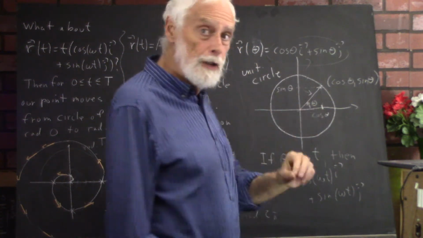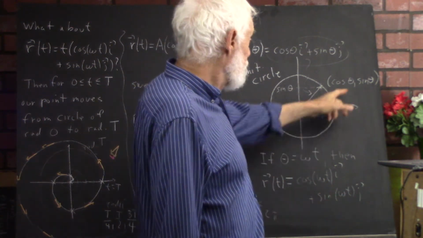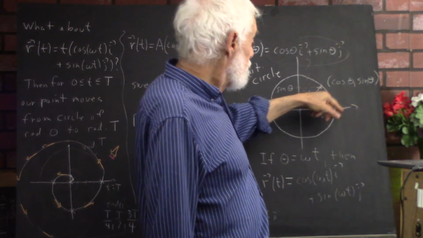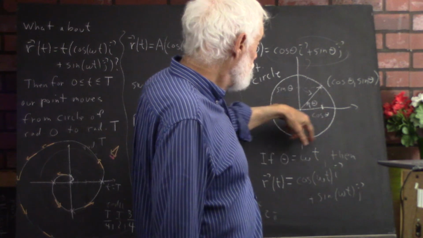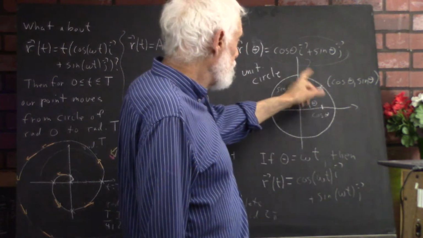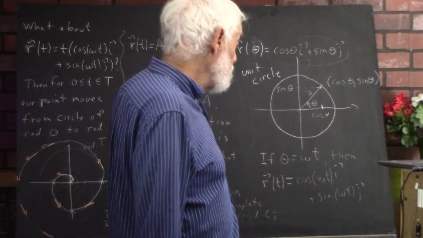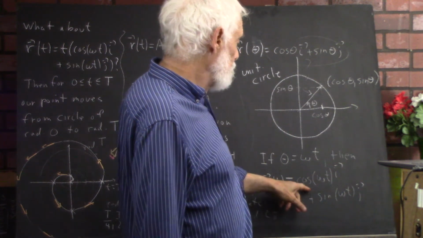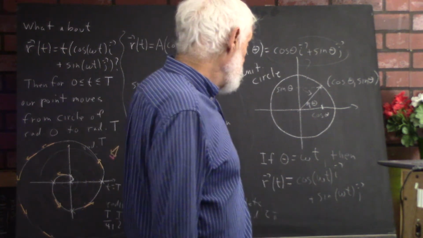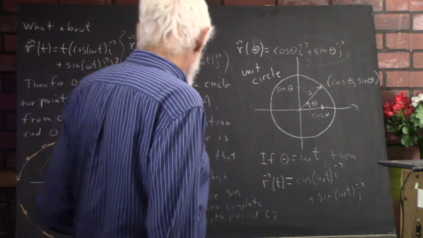Now, if theta changes due to some function, in other words, if theta is, let's say, a function of time t, then this thing will begin moving, or at least move upon the circle, and trace out a path on the arc of the circle. If theta equals omega t, then r of t is cosine omega t i plus sine omega t j. If omega is a constant, then we have a straightforward interpretation. Okay?